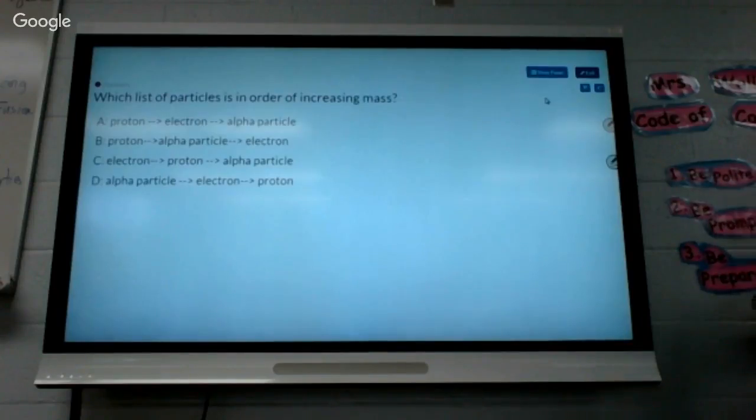Think about the mass of a proton, the mass of an electron, and the mass of an alpha particle. I think it's B. And I'm going to wait on a couple more cards to pop up before I scan.